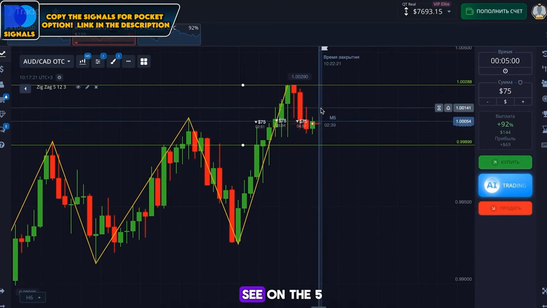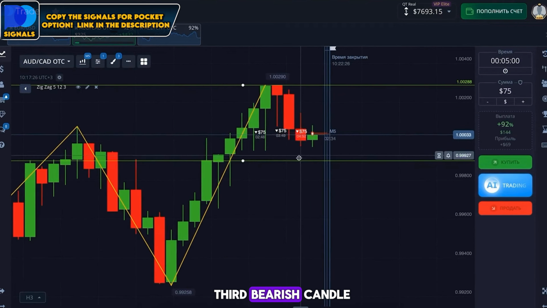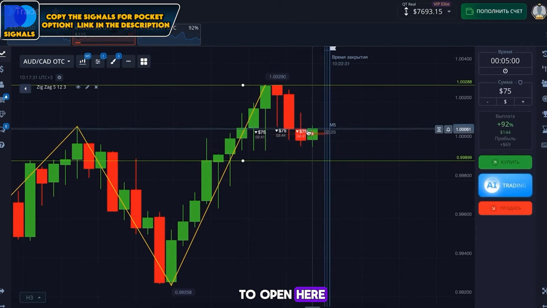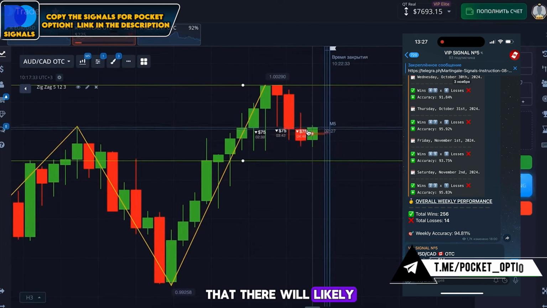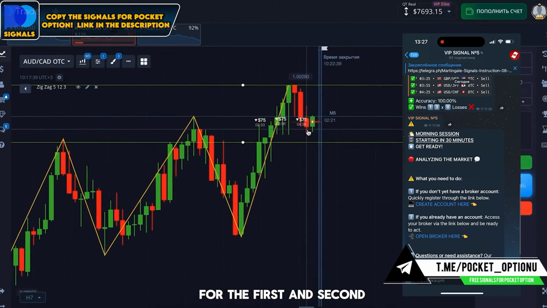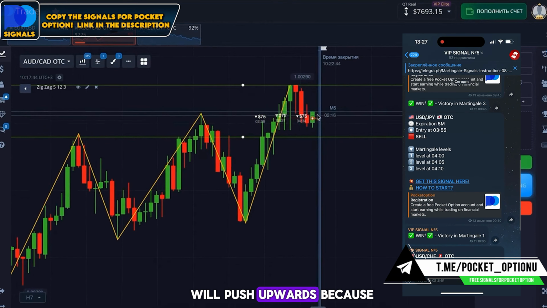Because we can already see on the 5-minute candles that we have the third bearish candle. Although it is small in volume, I will still try to open here because we have confirmation that there will likely be a price pullback again. If it doesn't happen, then we will just wait for the first and second bullish candles here, and from there we will push upwards.